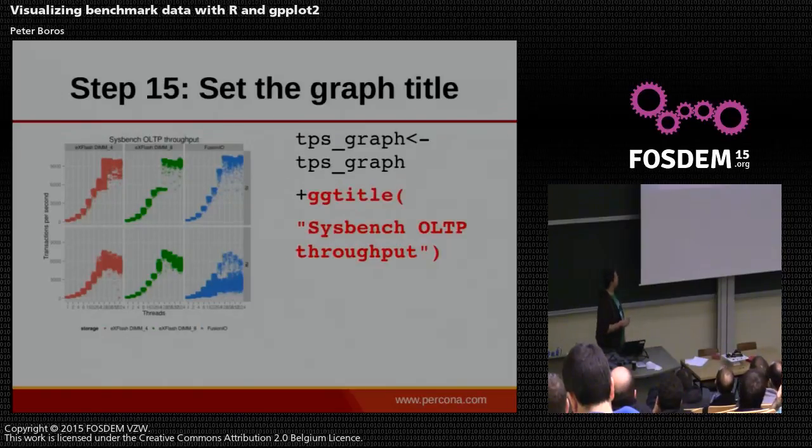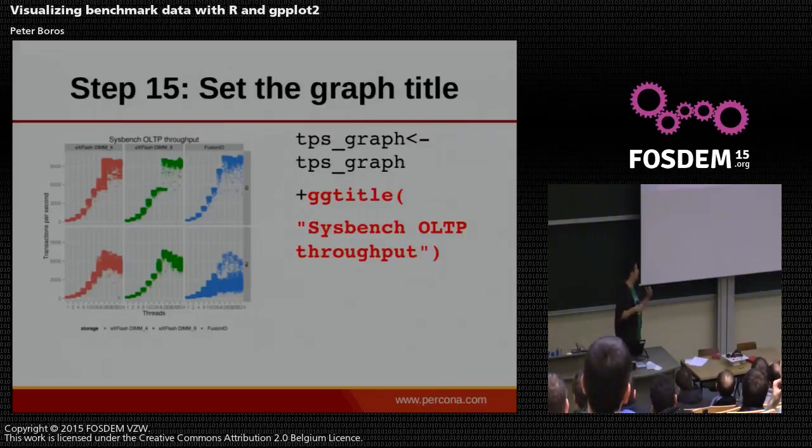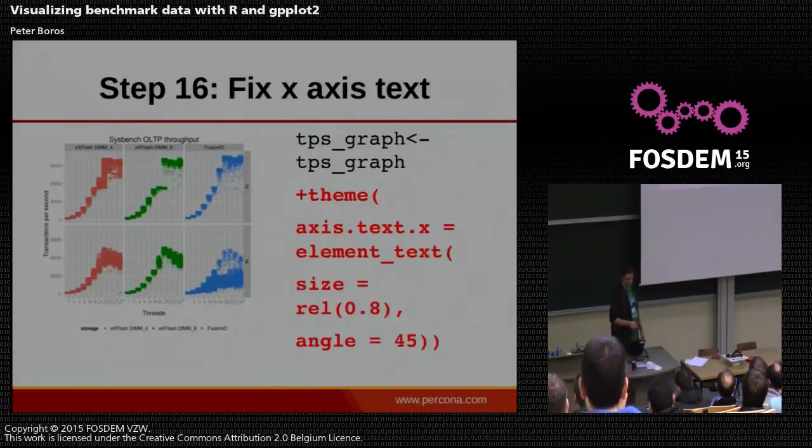Okay, so we have some stuff to set the graph title, which will appear here, and the only thing which remains ugly in this is the caption in the threads, because we did so much faceting. Then these numbers are kind of pressed together, and now they are unreadable. We can fix that by setting the properties of the x-axis. So we are writing them with 45 degrees.